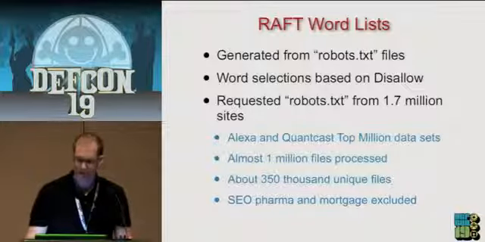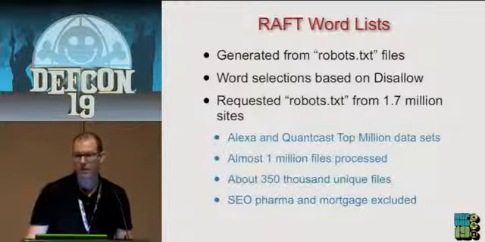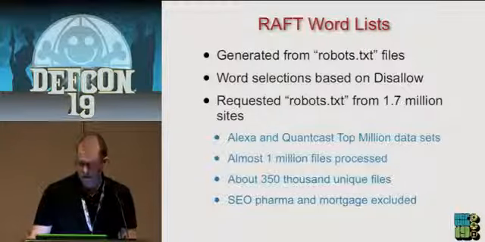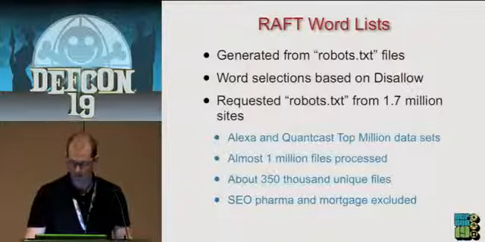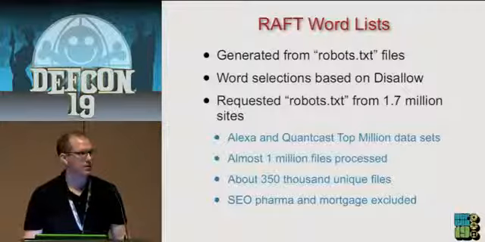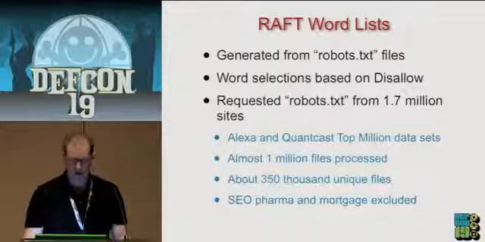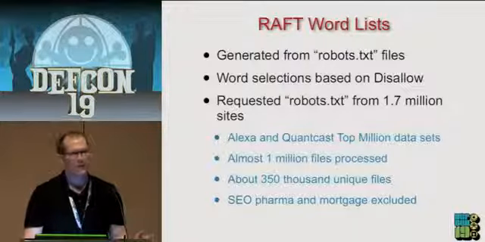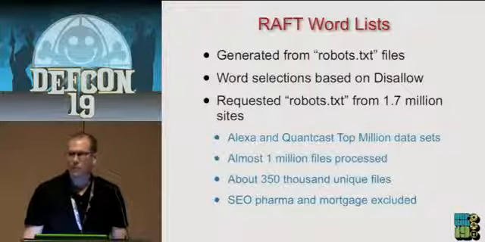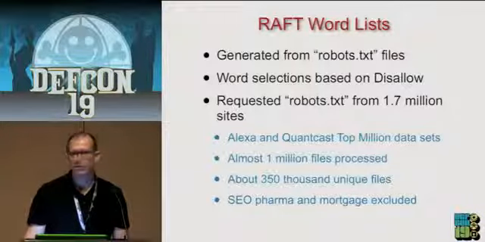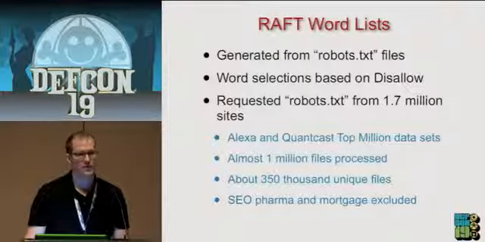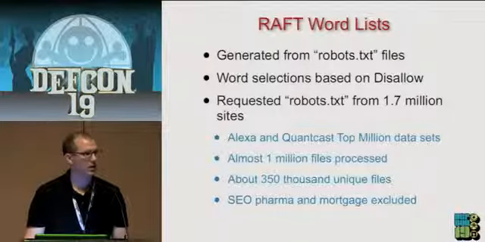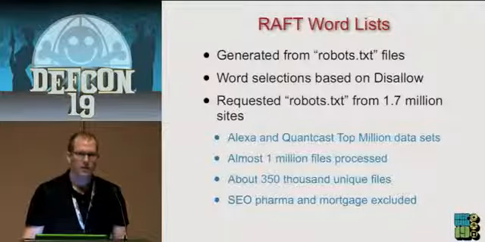So we went through and pulled down the robots.txt file from a lot of sites. We combined the Alexa and Quantcast Top Million sites and made about 1.7 million requests and found 350,000 unique files. We generated word lists based on how prevalent certain words were. So it's kind of like we crowdsourced what people are telling us not to look for. We've been using those on our assessments, and we're getting better results than when depending on the Dirbuster list. Those are out in our SVN on Google Code.